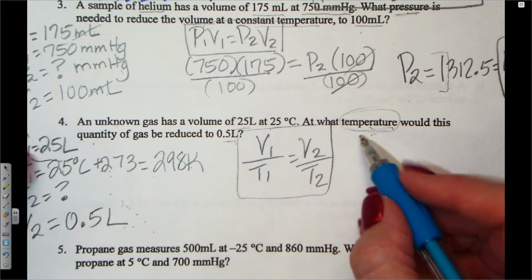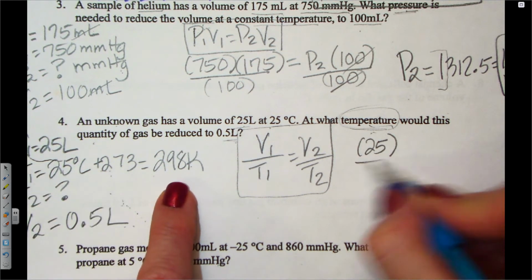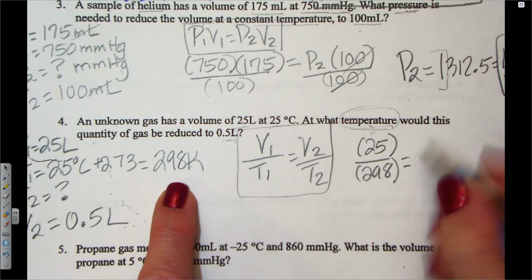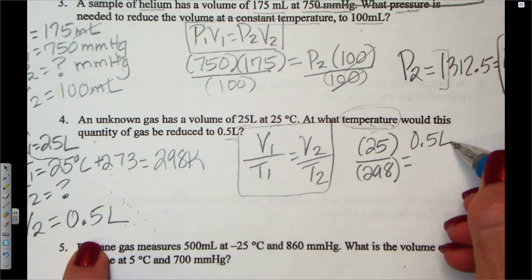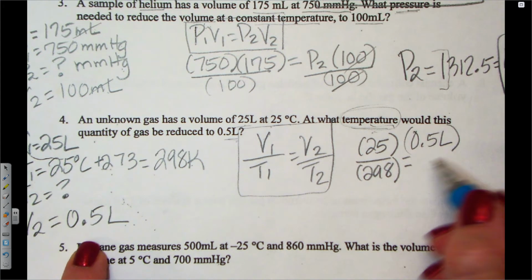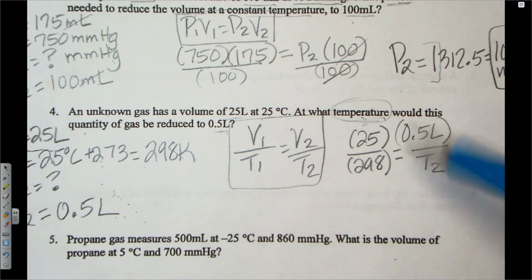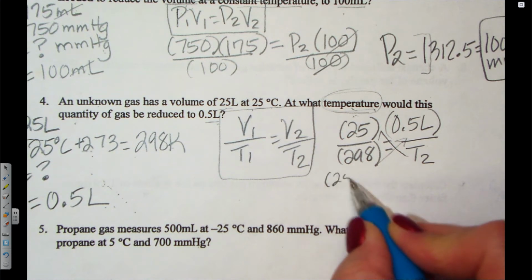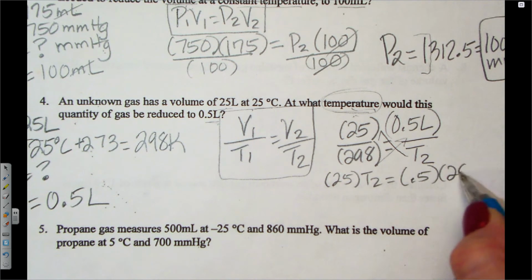So let's plug in V1, 25 liters, T1, 298 Kelvin, V2, 0.5 liters, and T2 is what you're looking for. So you're going to isolate your variable, which is in the denominator. So you're going to cross multiply that up, remember. So make sure you watch your algebra. When you cross multiply that up, you get 25 times T2 equals 0.5 times 298.